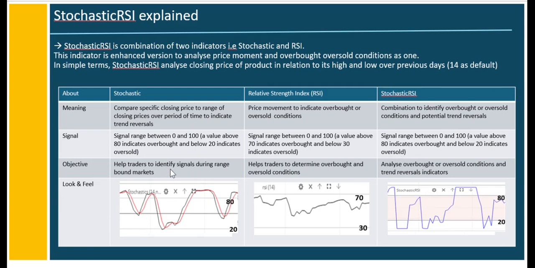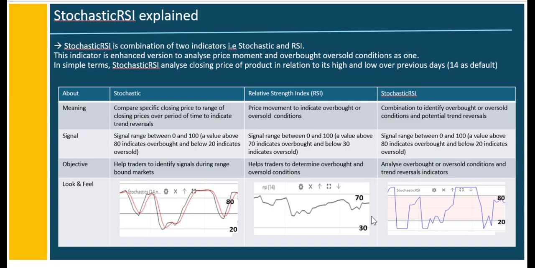Objectives. This basically helps you to identify signals during a range bound market. So you know whether the trend is gonna reverse and when you can expect to start slowly buying or start slowly booking your profits. Whereas RSI just gives you overbought, oversold conditions, same as stochastic, only it builds you based on the price movements. So again, when you combine the two, stochastic RSI gives you two purposes: overbought, oversold, as well as if the trend reversal is happening quickly.